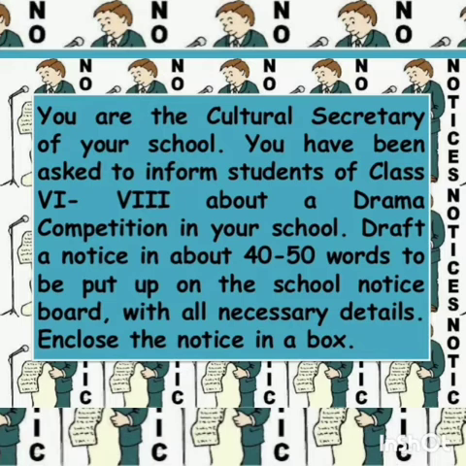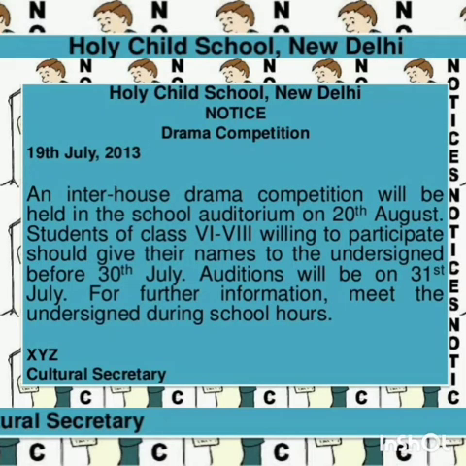So what are the key points? You are the cultural secretary. So your designation is cultural secretary, to whom you are going to inform. Who is the audience? 6 to 8 students. That is class 6 to 8. What is the competition? Drama competition is going to be held in your school. It's a venue, your school, and the notice should be 40 to 50 words. So we shall discuss the answer.